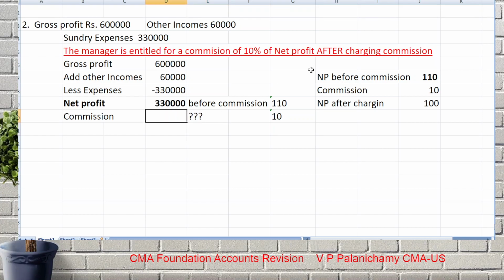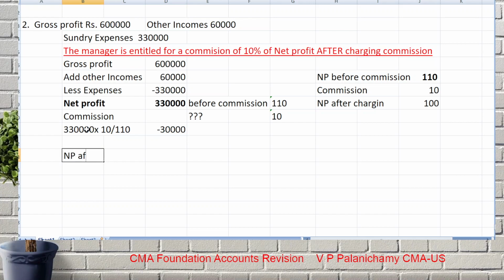So once again I repeat, net profit after commission எவ்வளவு இருக்கணும்? 100 na, commission 10 na, what would have been the net profit before commission? 110. 110 na 3,30,000 na, 10 எவ்வளவு இருக்கும்? So 3,30,000 into 10 by 110. 10 by 110 எவ்வளவு இருக்கும்? 30,000. Verify பண்ணலாம். 30,000 இருக்கும்.